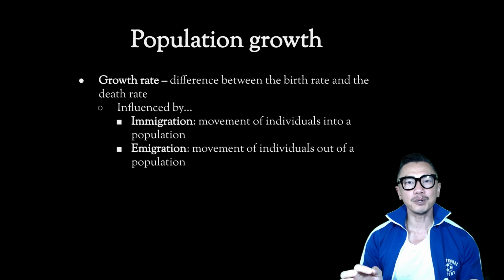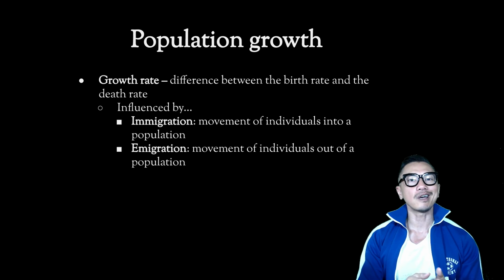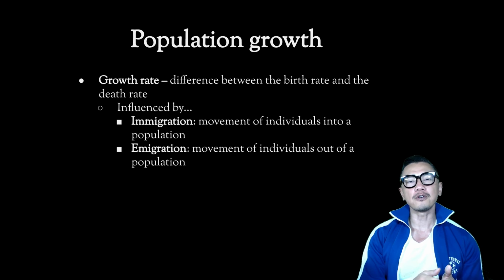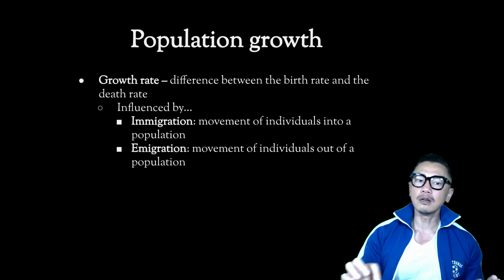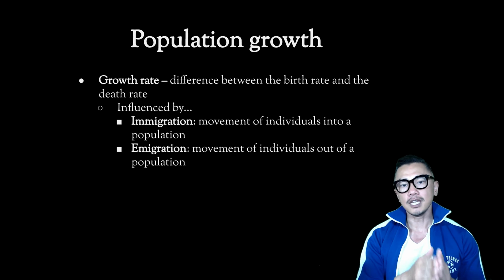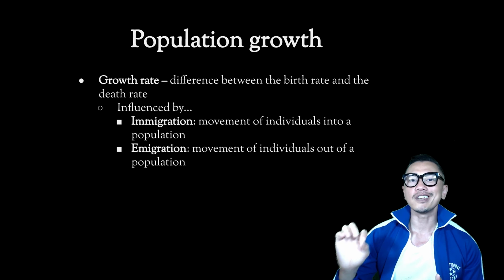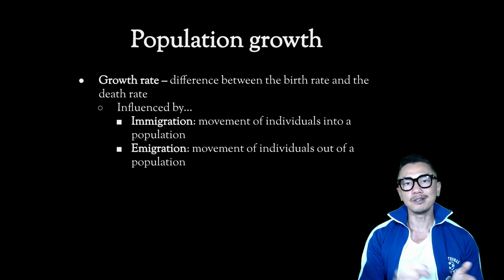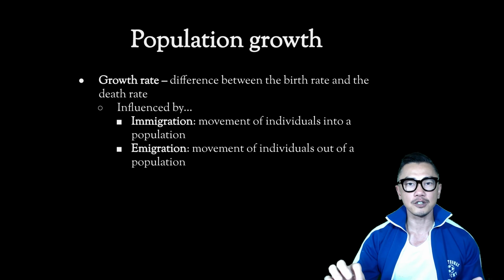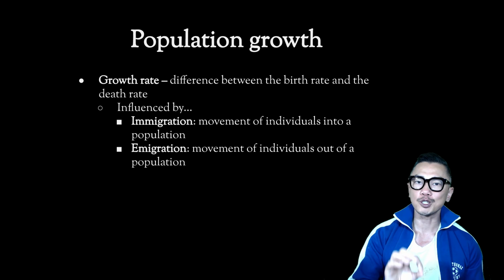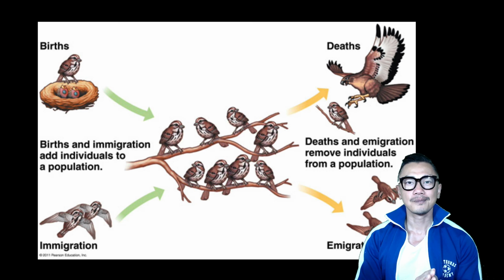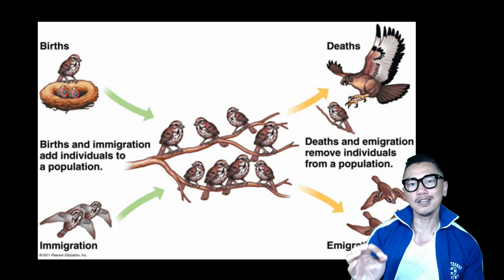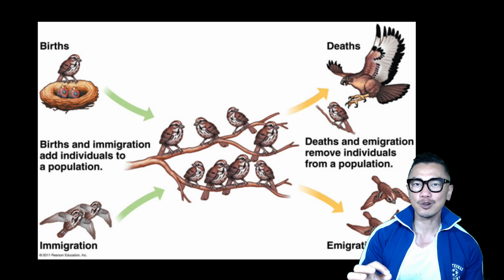You can look at how a population grows or shrinks by looking at the population growth rate. The growth rate is the difference between the birth rate and the death rate. The growth rate, though, is also influenced by migration. Immigration is the movement of individuals into a population. Emigration is the movement of individuals out of a population. Immigration will increase population size, and emigration will decrease population size. This diagram summarizes how births and immigration increase population size, and deaths and emigration decrease population size.